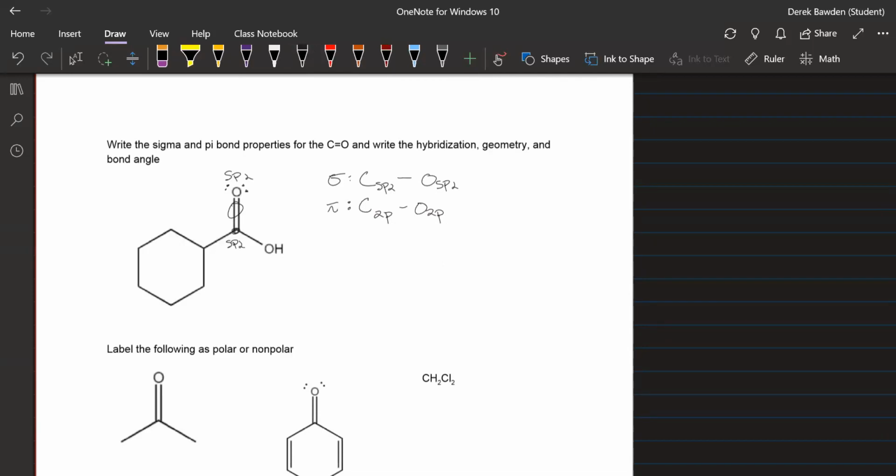All right. So now we've got the hybridization. What about the geometry around that carbon? What do you guys think? It is trigonal planar. We've got 3 regions of electron density, no lone pairs, so it's all in one plane, trigonal planar. And bond angle for trigonal planar is 120. Perfect. Any questions on that one?